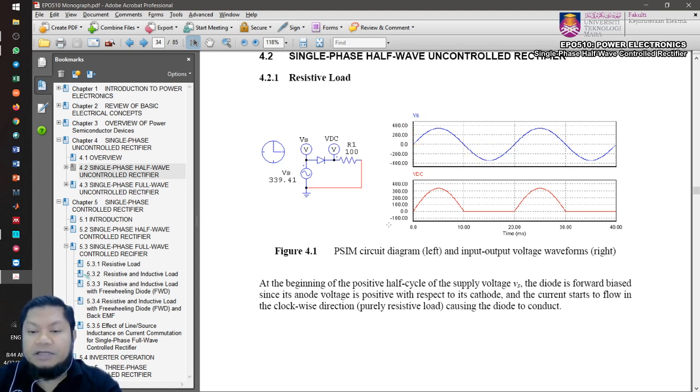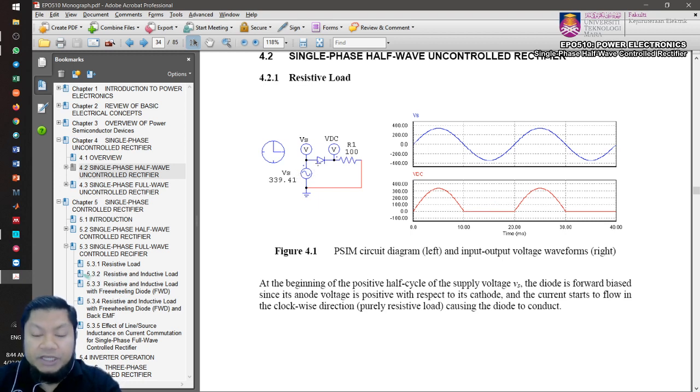So for the first positive cycle, the diode will be forward biased and current starts to flow in the direction of the diode, and therefore the diode will be turned on, and when this is turned on, it will appear as a short circuit, isn't it? So whenever it's a short circuit, then VDC equals VS. It will follow exactly the supply voltage. Okay? And then during the negative half cycle, it will be turned off, and therefore there will be no current flow. So when there is no current flow, there will be a zero voltage across your R, isn't it? So that's why during the negative half cycle, there is a zero voltage there. Okay, so that is diode operation.